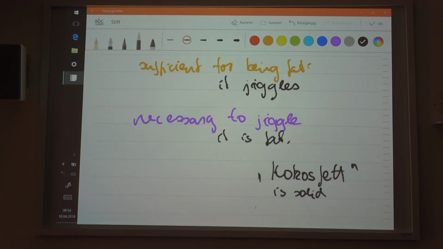So butter is also fat, let's say 95% or whatever. But it doesn't jiggle, right? So just because it's fat, it doesn't mean it jiggles. But if it jiggles, then it's fat. So you understand the concept. Being fat is not sufficient to jiggle, but only necessary. And on the other hand, if it jiggles, then it's sufficient, but not necessary, for being fat. So you can understand that, hopefully.